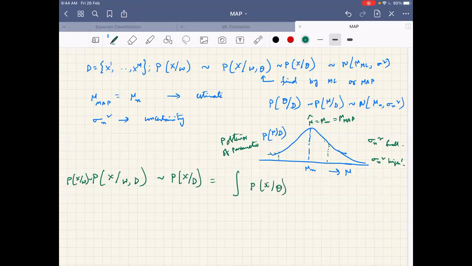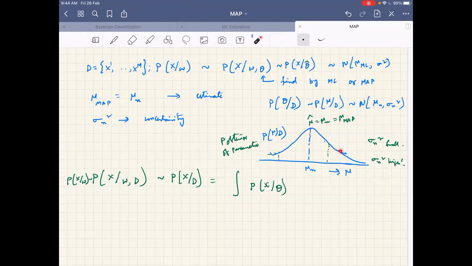We have parameterized P of x given omega, purely written as P of x given theta, this theta being the best possible value of mu. That means essentially I have used one particular value of theta here. I have not used all possible values of theta or mu, but only one specific possibility, the best possibility, given by the maximum a posteriori probability.